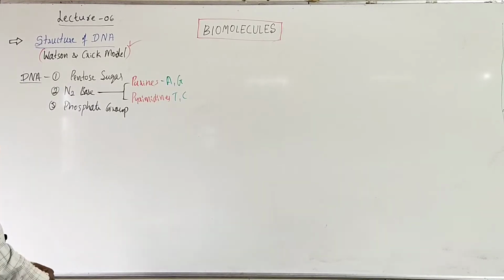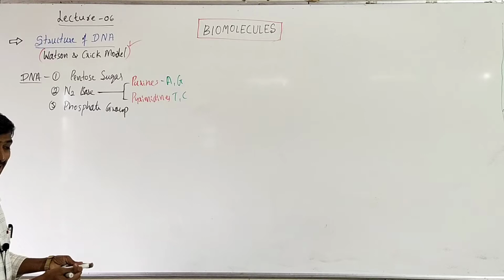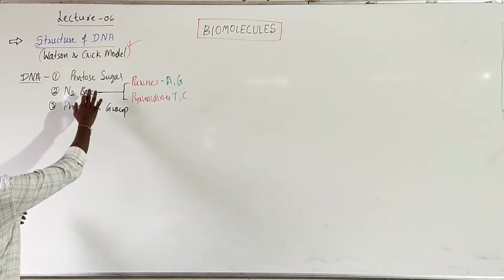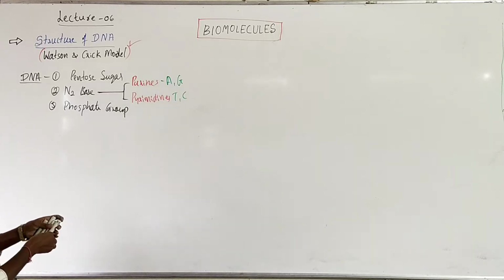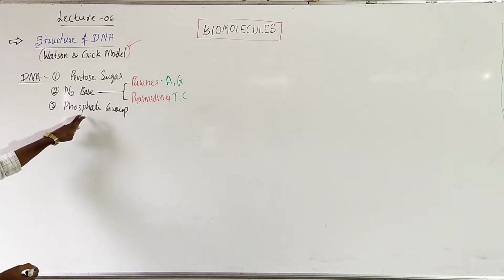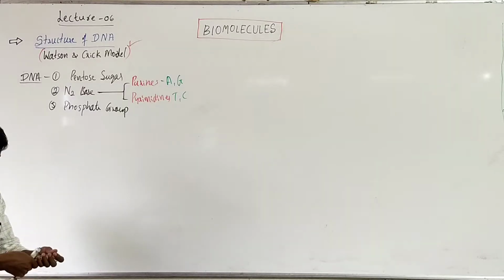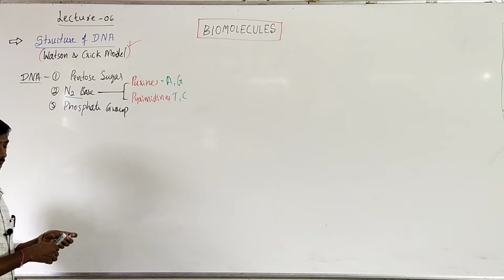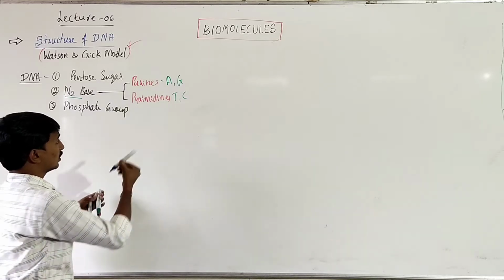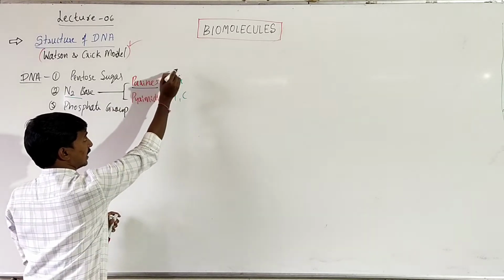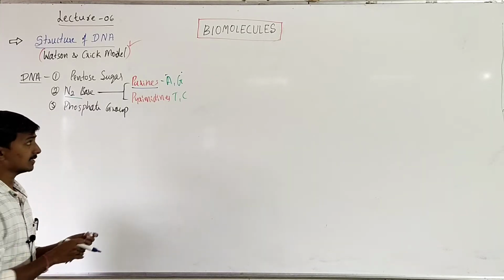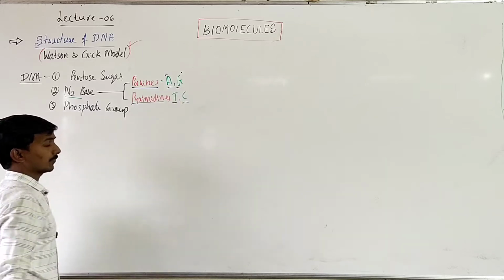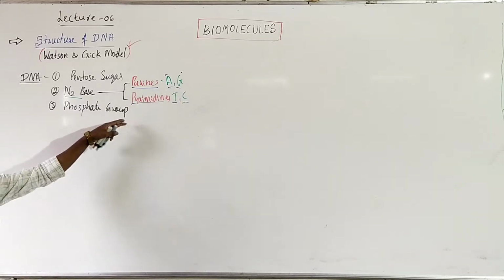Firstly, we all know that DNA is made of 3 components. First one is pentose sugar, second one is nitrogen base, third one is phosphate group. Here nitrogen base is of 2 categories, as you know. First category is purines, adenine and guanine. Second category is pyrimidines, that is thymine and cytosine. Third component is phosphate group, as you all know.